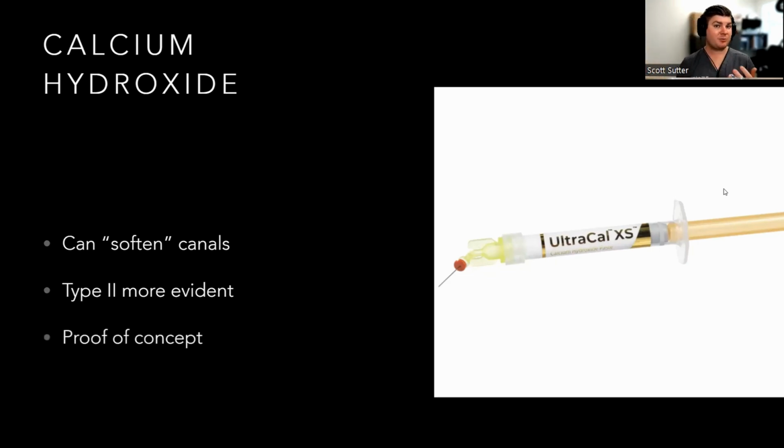It also is like a proof of concept. So if you're short, if you can't find something, whatever it may be, if they come back asymptomatic after a month in calcium hydroxide, they're probably going to be okay. We'll talk about that in just a second here.